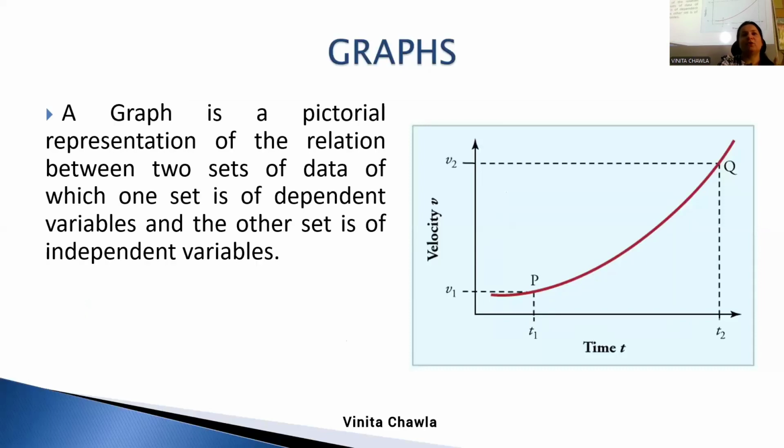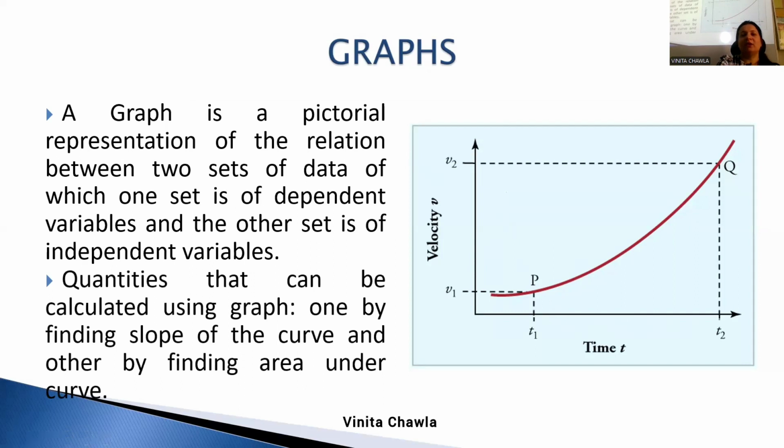So a graph is a pictorial representation of the relation between two sets of data, of which one set is of dependent variable and the other set is of independent variable. We know that time is independent. We always place time along the x-axis, and velocity, displacement, they are dependent quantities. So they are placed on the y-axis.